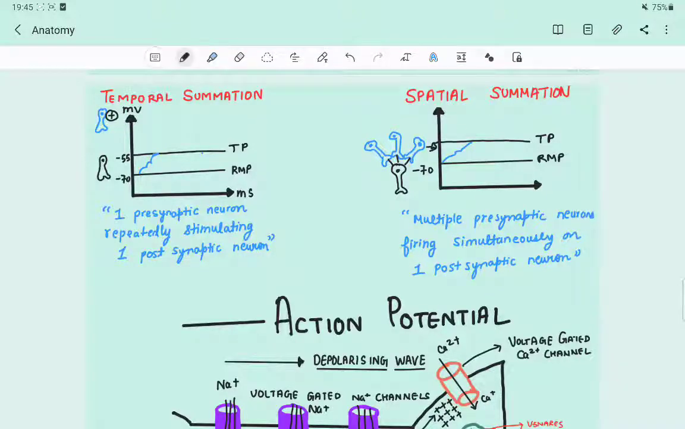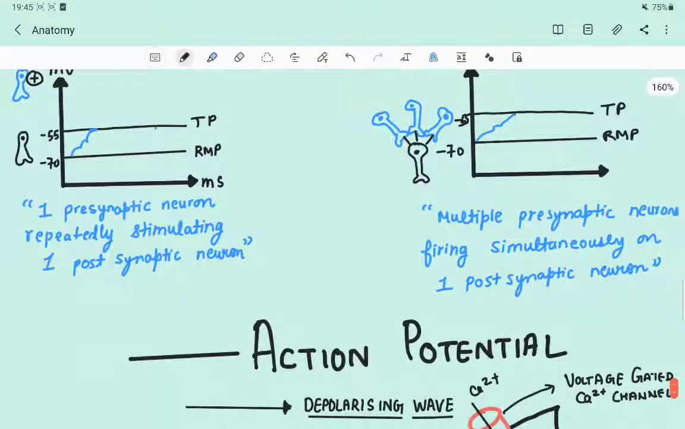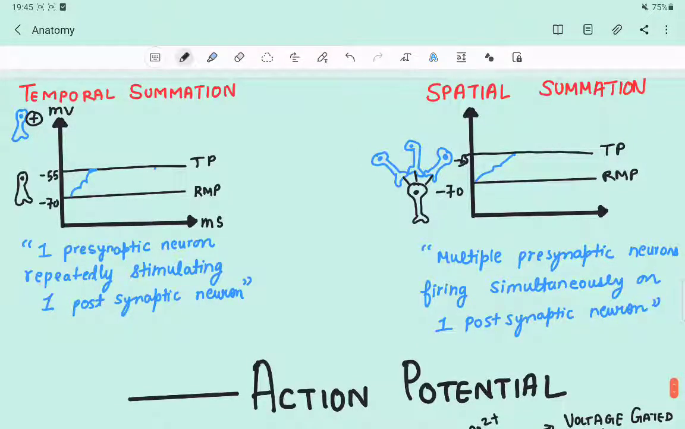The next part is the resting membrane potential, in which we'll see how the resting membrane potential eventually leads to the threshold potential. There are two kinds of summation of signals which lead the resting membrane potential to touch the threshold potential, that is, the negative 70 millivolts becoming less negative, to minus 55 millivolts. The first category is temporal summation and the second one is spatial summation.